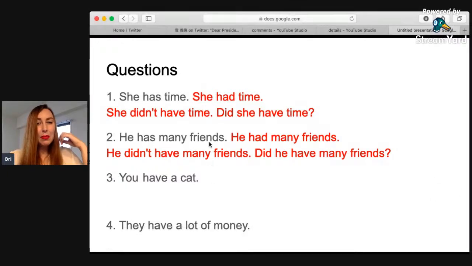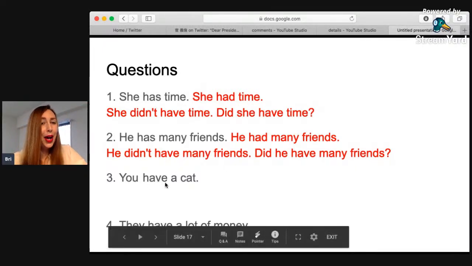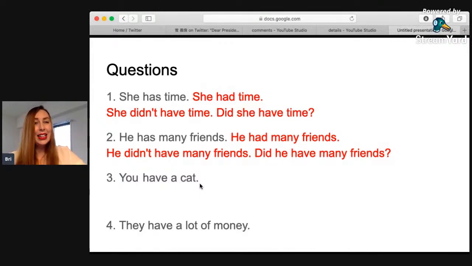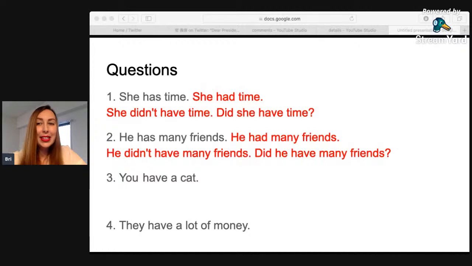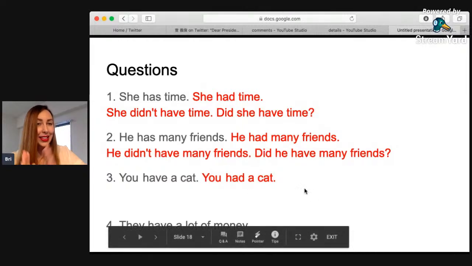So he has many friends. He had many friends. He didn't have many friends. And did he have many friends? Okay, two more to go. All right, so you have a cat. Very simple sentence, right? Let's make this into the past tense, simple past, okay? Please leave your answers in the comments. Ready, set? You had a cat. Very good.